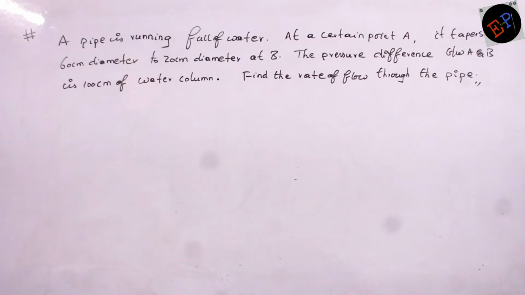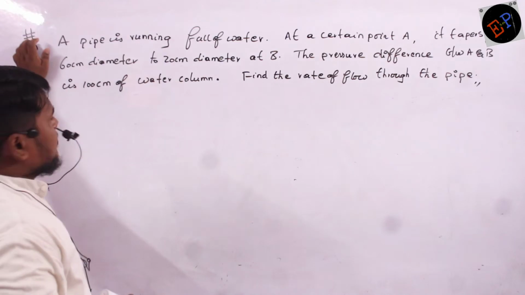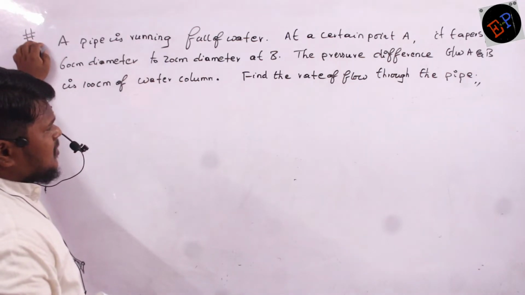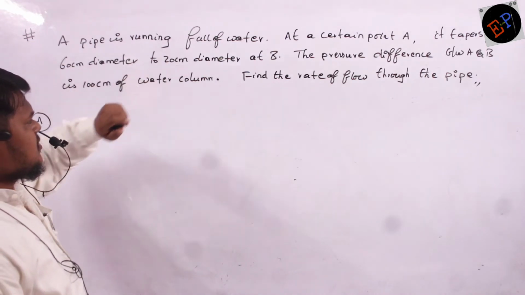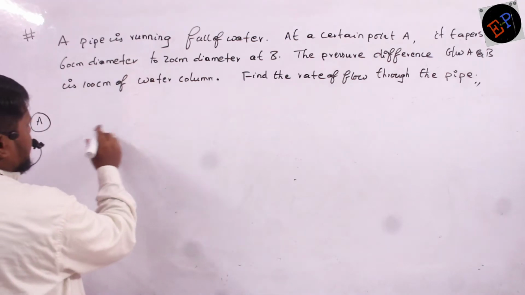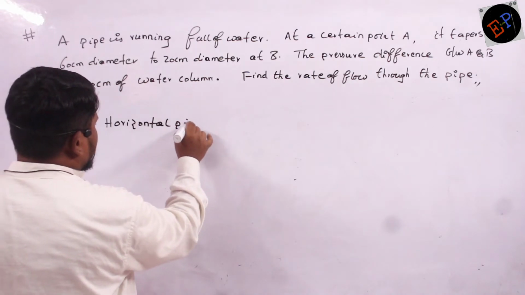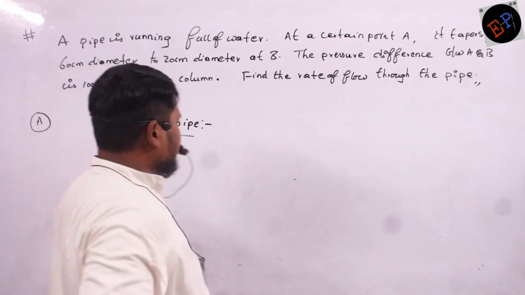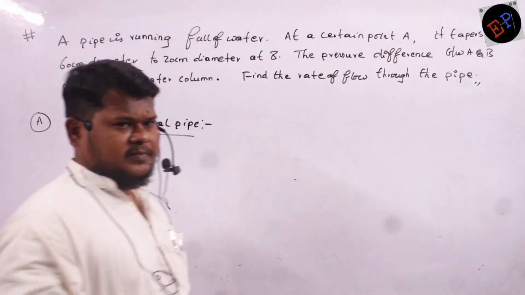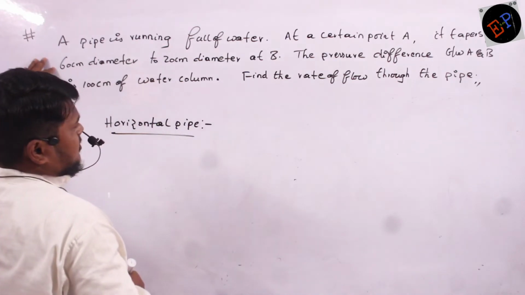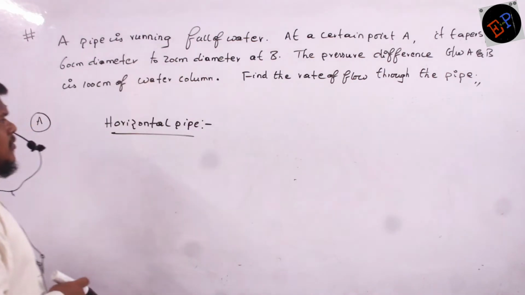So see this question on Bernoulli's theorem. A pipe is running full of water. At a certain point, it tapers from 60 centimeter diameter to 20 centimeter diameter at B. It means this is a horizontal pipe. How can we say it is horizontal? Because he did not give any inclination of the pipe, so we consider the pipe to be horizontal. And what is the shape of this pipe? It is tapering from 60 centimeter diameter to 20 centimeter diameter.